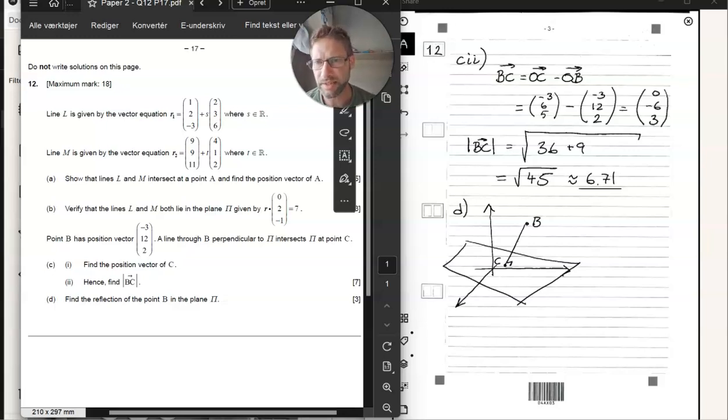And what do they mean with finding the reflection of the point B in the plane? Well, it can only mean one thing. It means that we have to continue to the other side of the plane and go down here and find B prime. But once you visualize this in your head, we can see that this vector from B to C is the one we found up here.